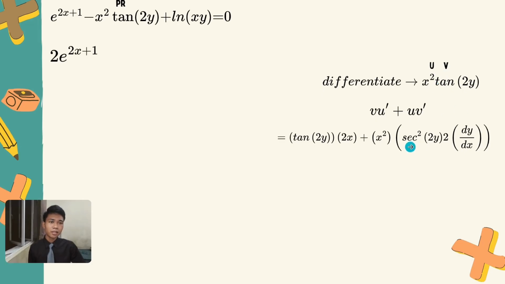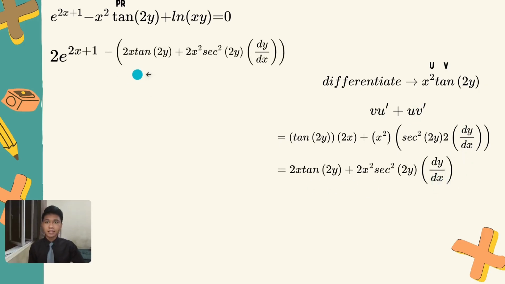Differentiate tan y, and we get sec squared y times dy/dx. The dy/dx is from the y here, because every time you differentiate y, we get dy/dx in implicit differentiation. And simplifying, we get this. Just put it over there, and don't forget the negative.